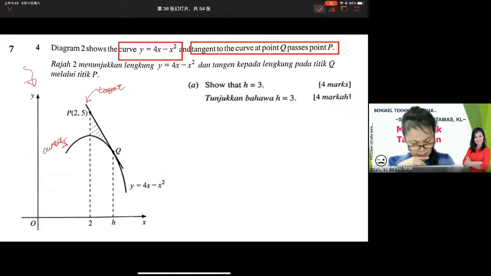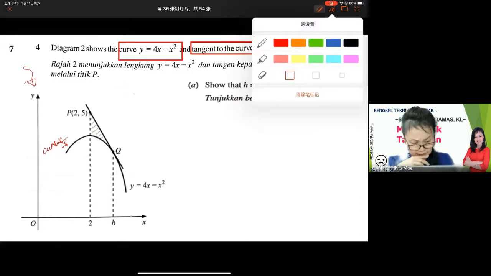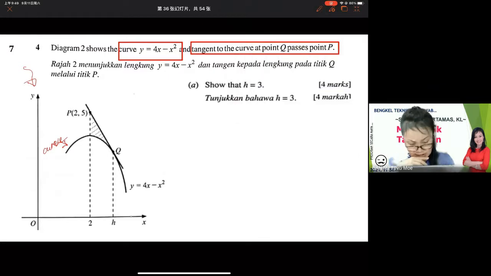Now fine. Then what can you do? What does the question ask? I haven't finished reading the question. So you need to go for the question. The question asks you to show that h equals 3. This one I forgot to highlight. Show that the equation equals 3. So what am I going to do? I am going to check. This x is 3.